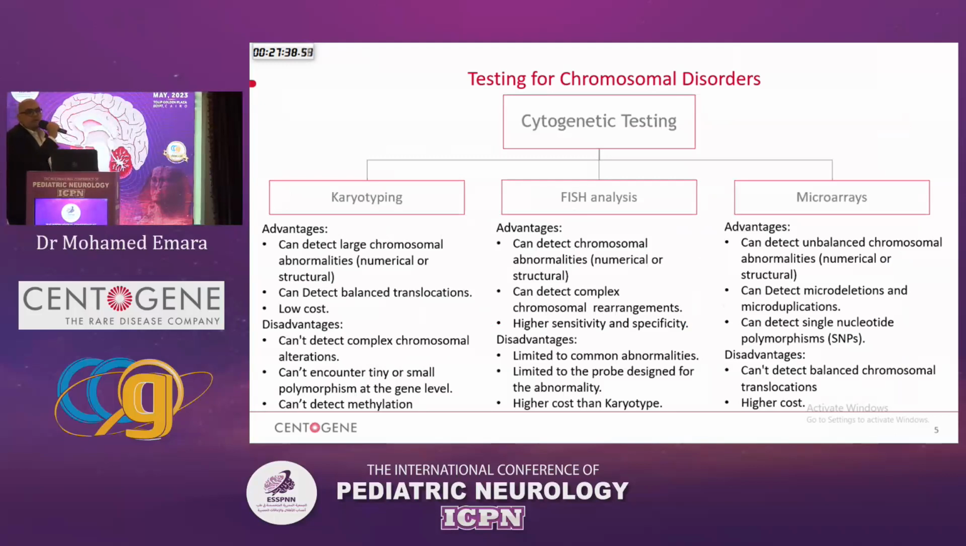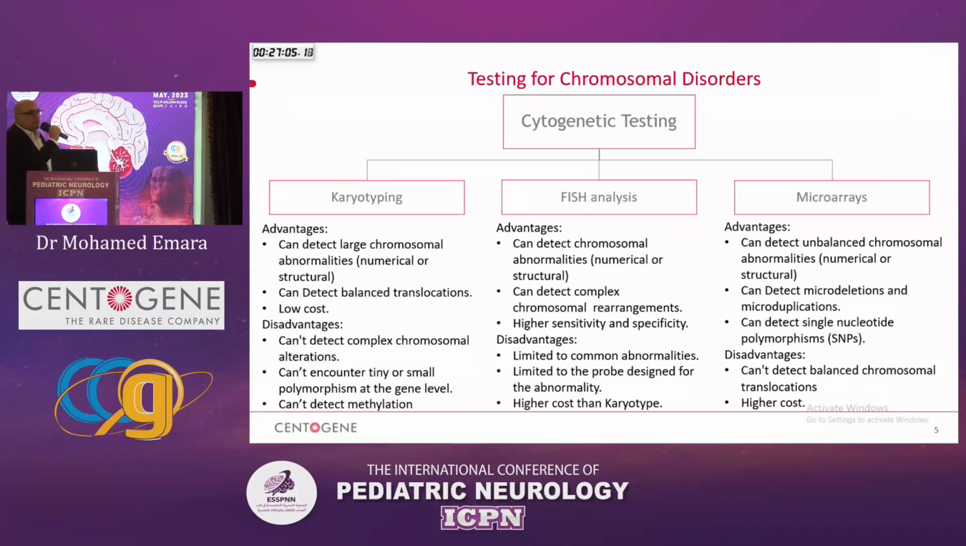Every technique has some advantages and disadvantages. As you can see, the advantages of karyotyping are that it can detect large chromosomal abnormalities, it is low cost, and it can detect balanced chromosomal translocations. While the disadvantages of karyotyping are that it cannot detect complex chromosomal alterations, it also cannot detect tiny small deletions and duplications related to the chromosomes. Also, it cannot detect methylation.